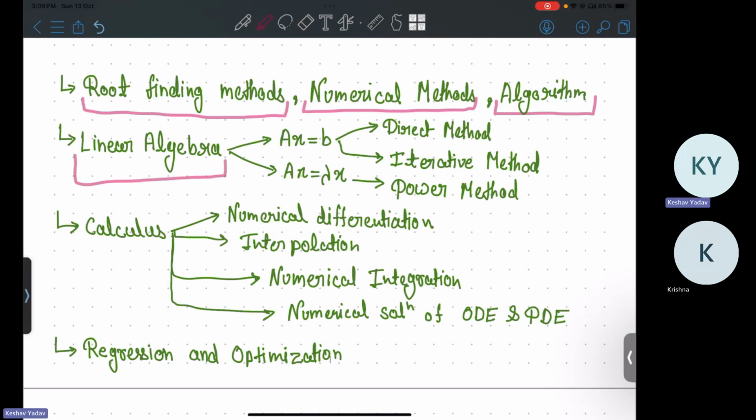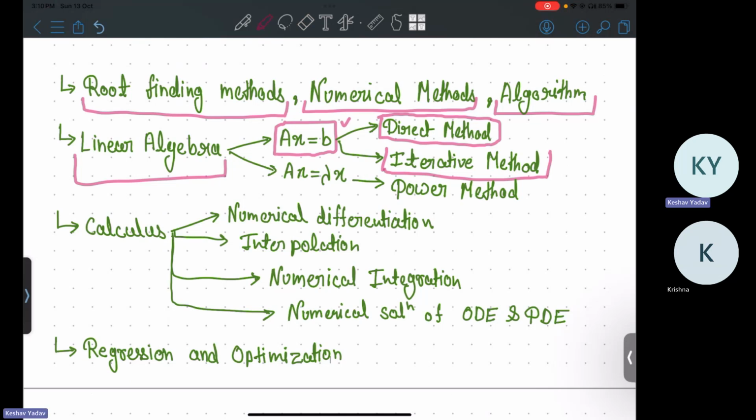Then we moved towards linear algebra. There we have solved two kinds of problems. The first one was the Ax = B type of problem, which is nothing but a system of linear equations. There are two approaches to solve a system of linear equations: the direct approach and the iterative approach. In the direct method, we have seen Gauss elimination and other methods, and in the iterative solvers, we have seen Jacobi iteration and Gauss-Seidel iteration.